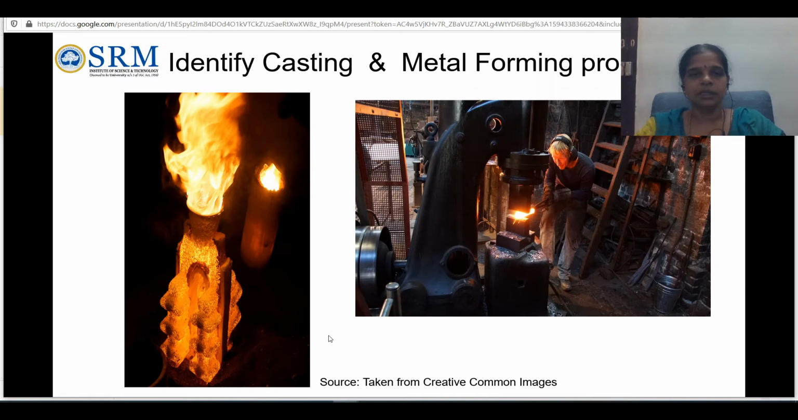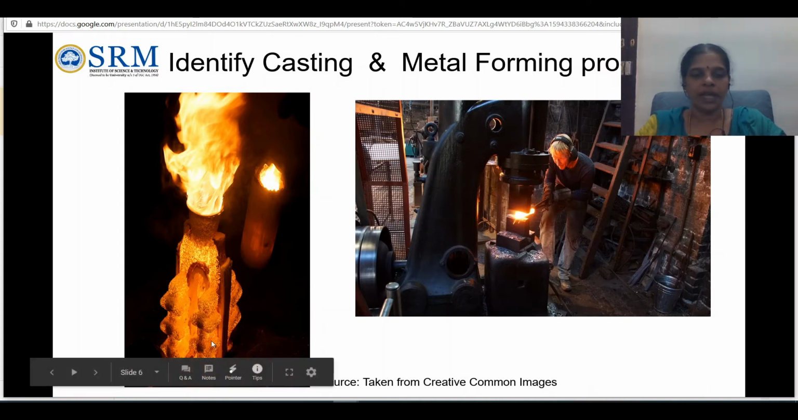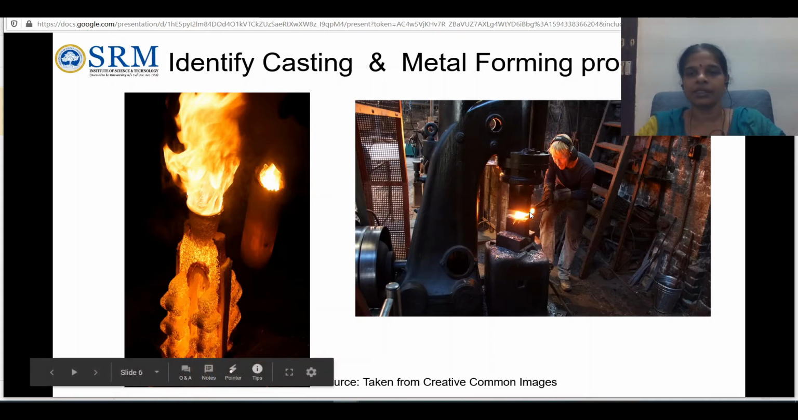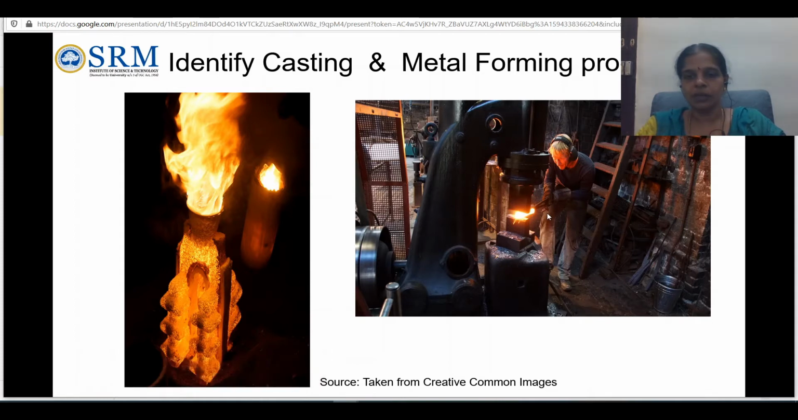So we can see this. Can you identify which is the casting and which is the metal forming process in this slide? The first one on the left hand side, we are seeing the mold cavity, and in the ladle there is molten metal. So it is obviously a casting process, after pouring the molten metal into the cavity. Whereas on the right hand side, you can see a person working on a billet. That billet is also in the red hot condition, but he is applying a mechanical force over it.